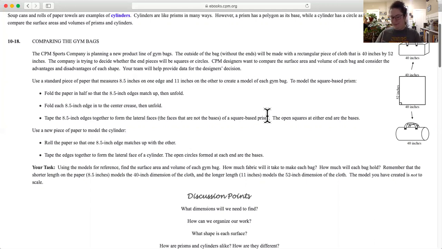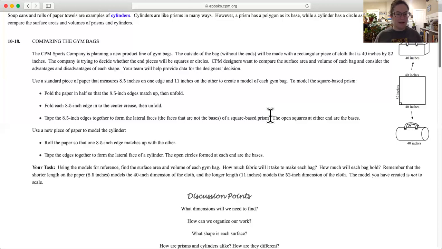A little experiment here. So here's my prism, and it says the ends that are open are the bases. Those are squares.